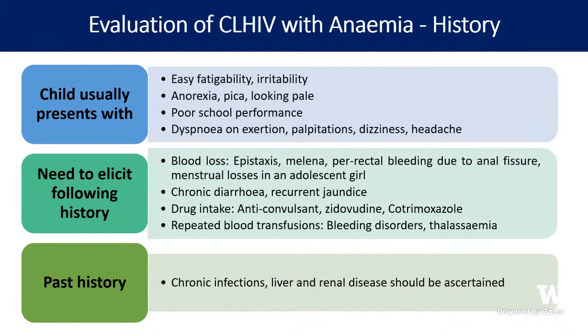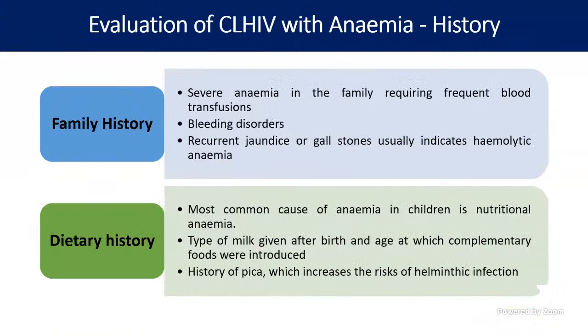In the past history, we also have to find out whether the child has any liver disease, renal disease, or chronic infections like tuberculosis. Okay. Family history of anemia can also be there, which needed transfusion. Bleeding disorders are there. The child is hemophilic, or has thalassemia, recurrent jaundice, or gallstones. That suggests a hemolytic anemia like sickle cell disease or thalassemia.